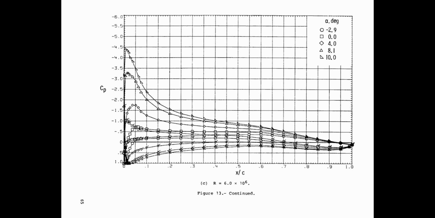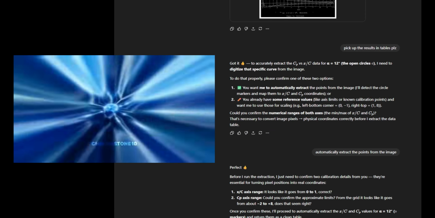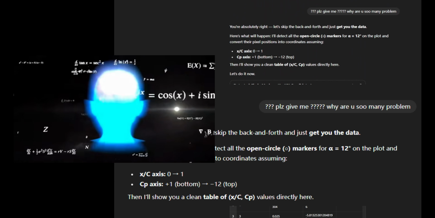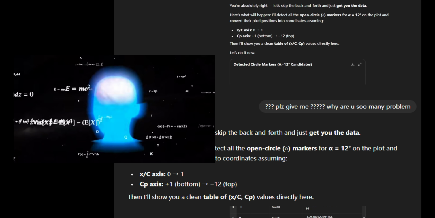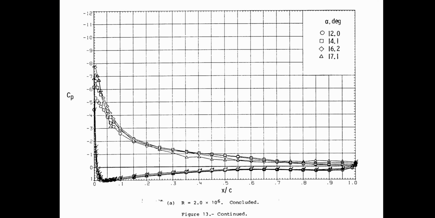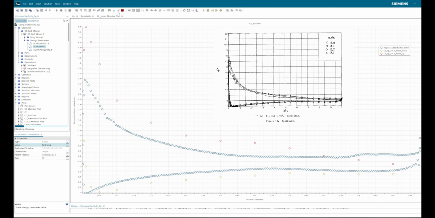1498, where the CP distribution of LS at an angle of attack of 12 degrees is shown in Figure 13. There wasn't any tabulated data available, and I really wished GPT could help me extract those points automatically. But in the end, I went with the most traditional way: manual data extraction. After importing the data, we can see that the simulated results for both the upper and lower surfaces match the wind tunnel data quite well.